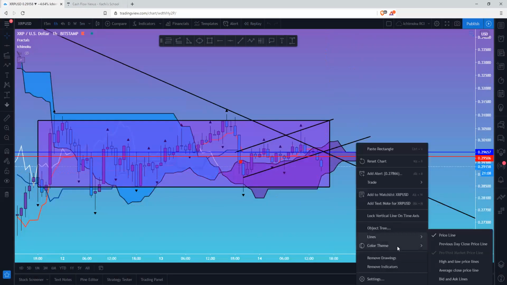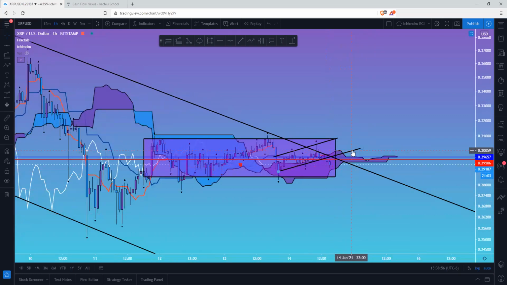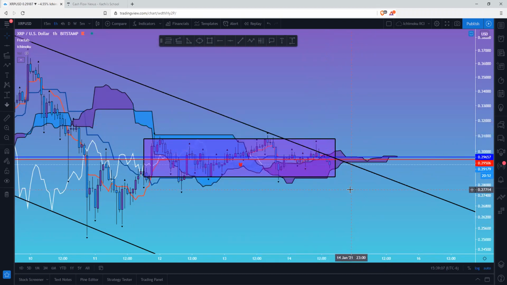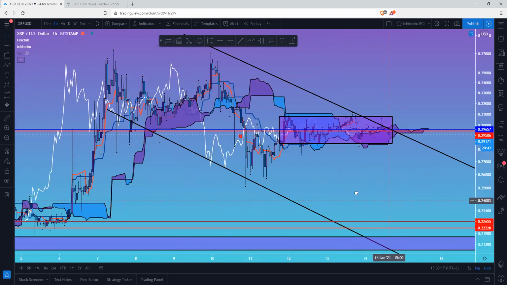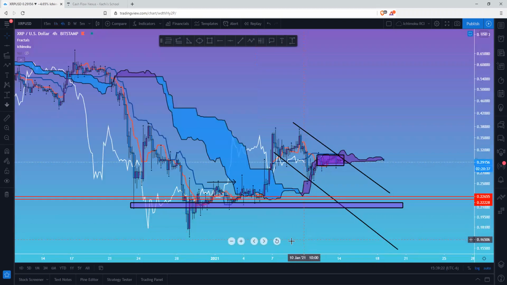I got so many lines here. Let me delete some stuff. So far, everything making sense to everybody? Make sure y'all ask questions if y'all got any. This is definitely the time to do so.